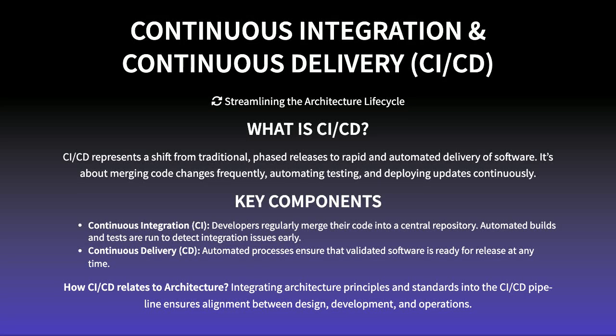Okay, let's talk about continuous integration and continuous delivery, often shortened to CI/CD. Think of it as a way to make software delivery much faster and more reliable. Basically, CI is all about getting code changes from developers into the main system frequently and running automated tests along the way to catch problems early. CD then takes the tested code and automates the process of releasing it, meaning you don't have long waits between development and deployment. It's a fundamental shift in how we think about building and delivering software, and importantly, integrating architectural guidelines into this process is key for maintaining a well-structured IT landscape.